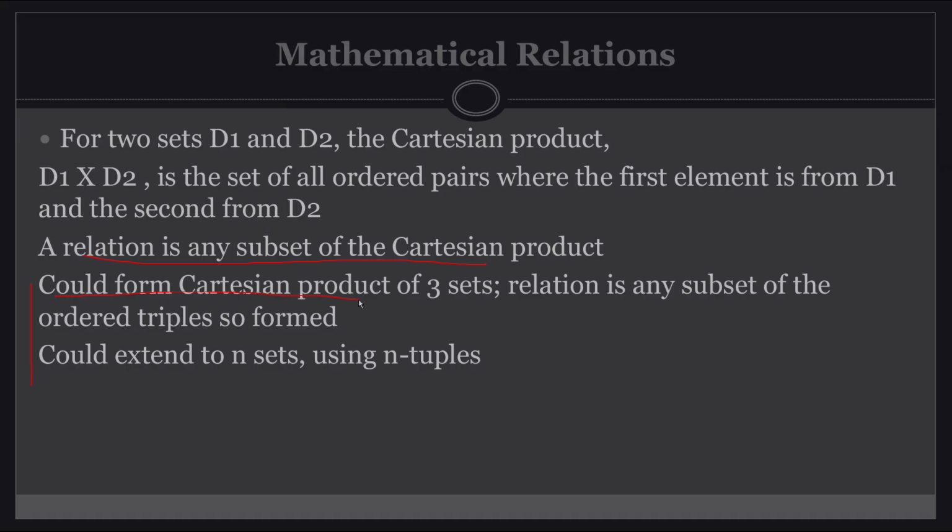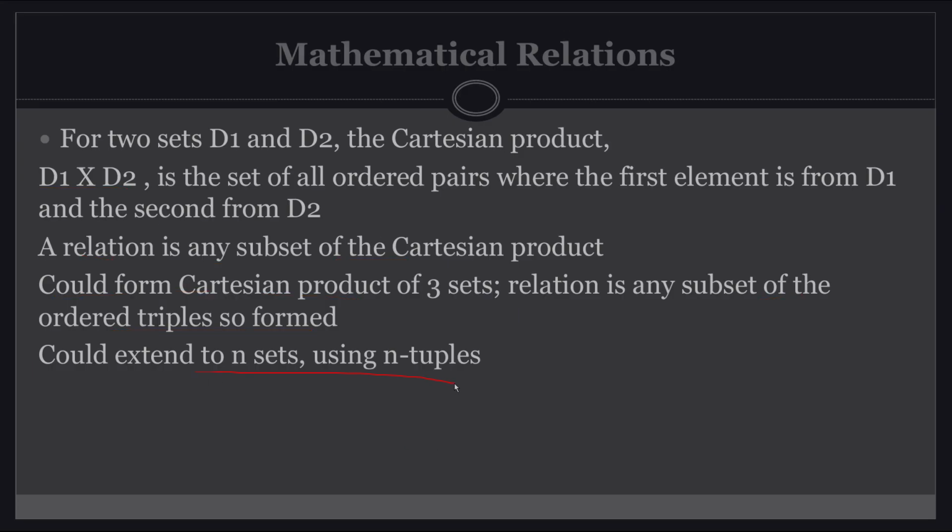You can form Cartesian products of three sets, okay? So rather than having just two sets, you can have D1 times D2 times D3. And then the relation would be any subset of the ordered triples formed, okay? So the triple would have an element, let's say x, followed by an element y, followed by an element z, where x is in D1, y is in D2, and z is in D3, right?